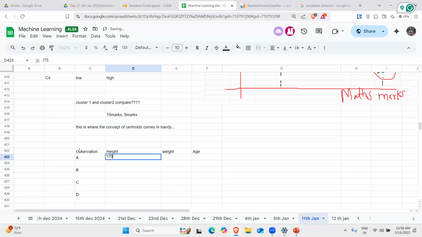So height is 175, 165, 183, 172. Weight is 83, 74, 98, 80. Age is 22, 25, 24, 24, right?